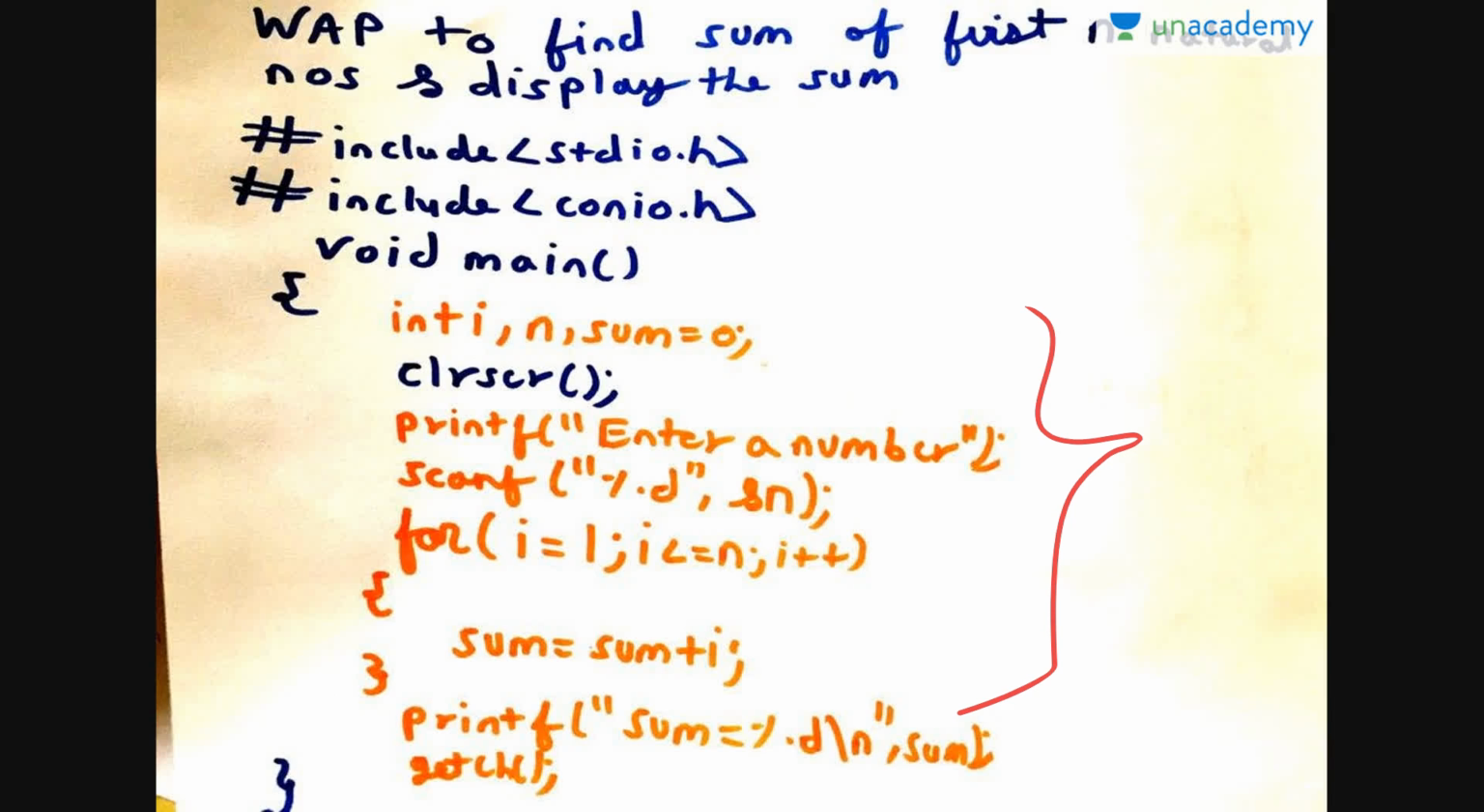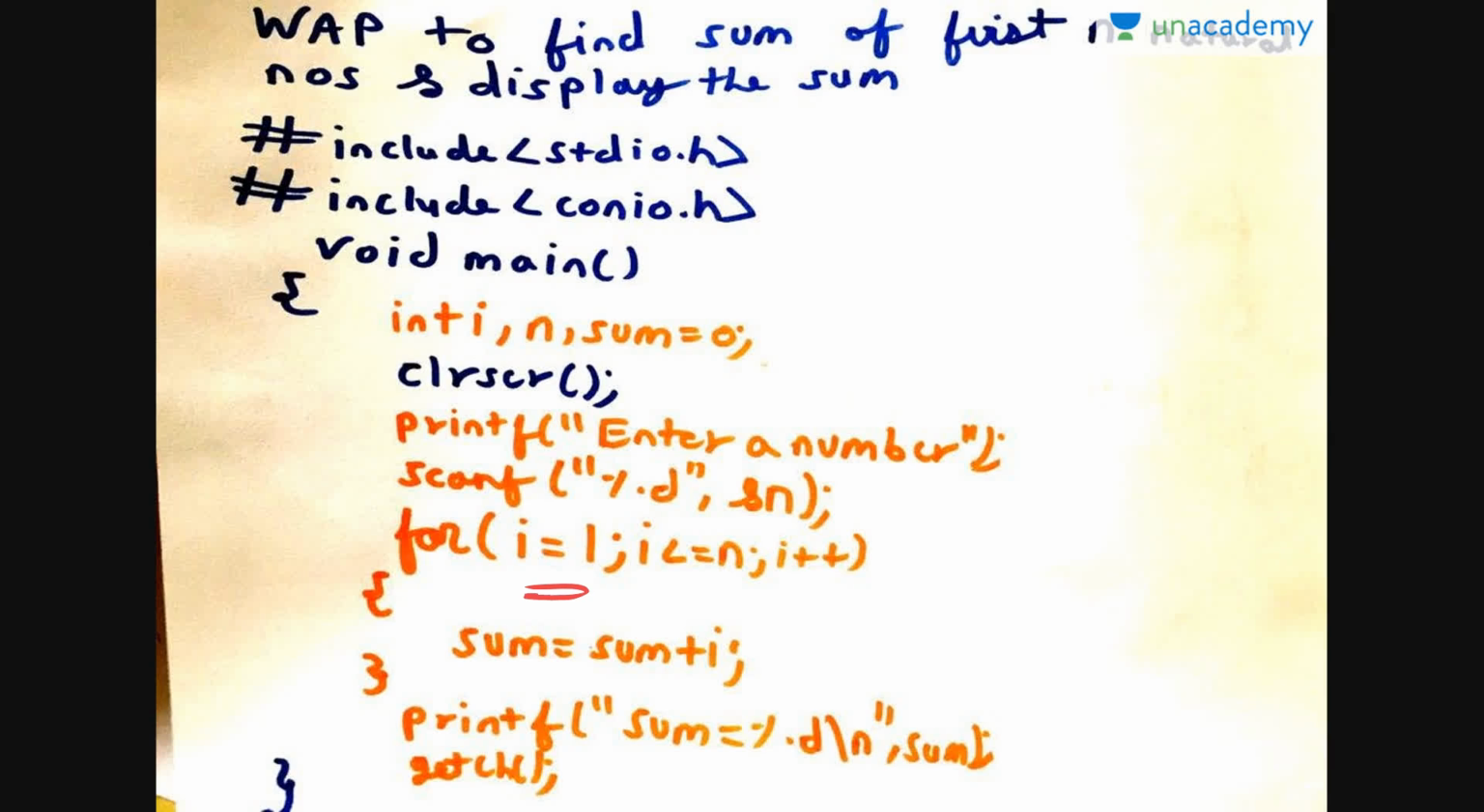So first we declare the variables: int i, n, and sum = 0. Always remember sum has to be initialized to 0, otherwise it will take some garbage value, and you can't initialize it to 1 because then 1 will be added to some other number and the output will not be correct. I is for the for loop and n for the input. So printf, enter a number, scanf, %d, that's the input of an integer, and &n, we store it in the variable n. Now we put the for loop.